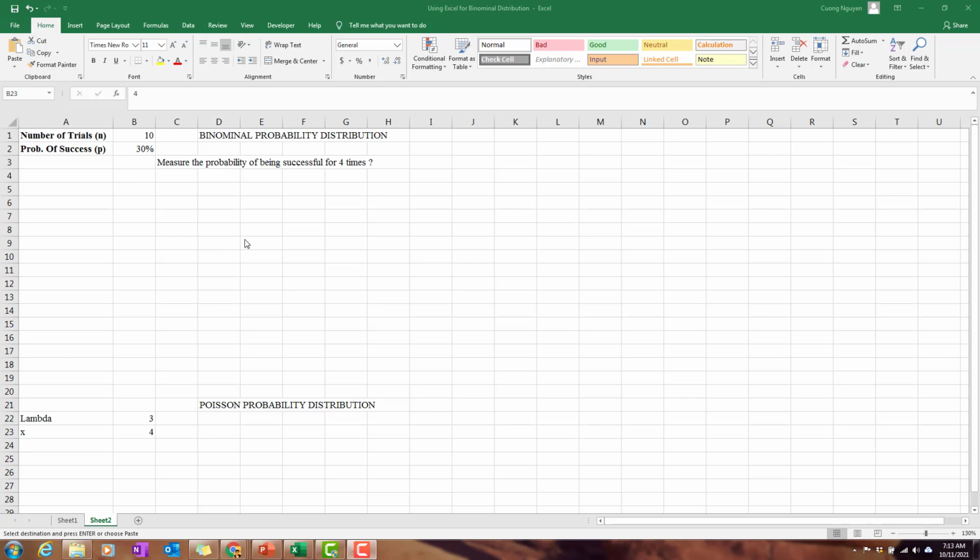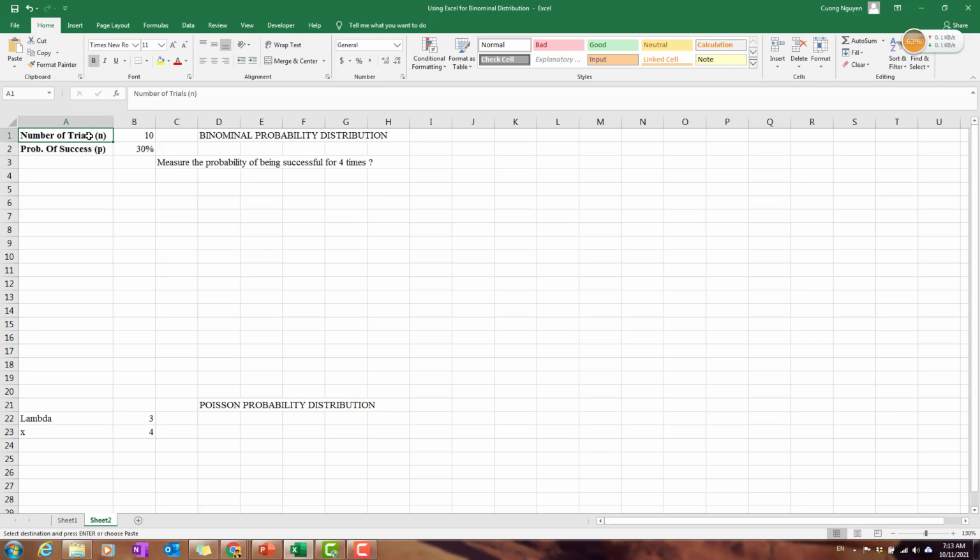Guys, this section will demonstrate the way to measure the probabilities of discrete probability distributions, including the binomial and the Poisson probability distribution.